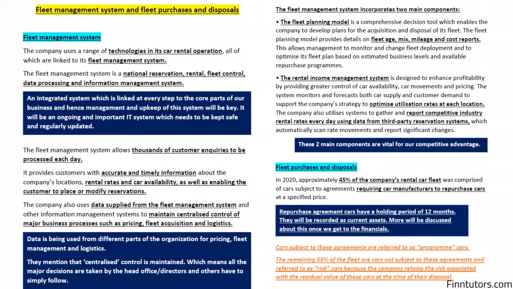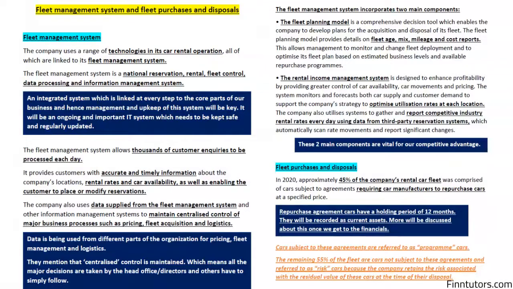The fleet management system allows thousands of customers' inquiries to be processed each day. On our website we have integrated the fleet management system, and in our app we have integrated it as well. So whenever the customer makes an inquiry, the price is calculated, the offering is calculated, everything is calculated and presented to the customer because of this system. It deals with so many data points and so much integration, and obviously because we are a big company, it processes thousands of inquiries each day.